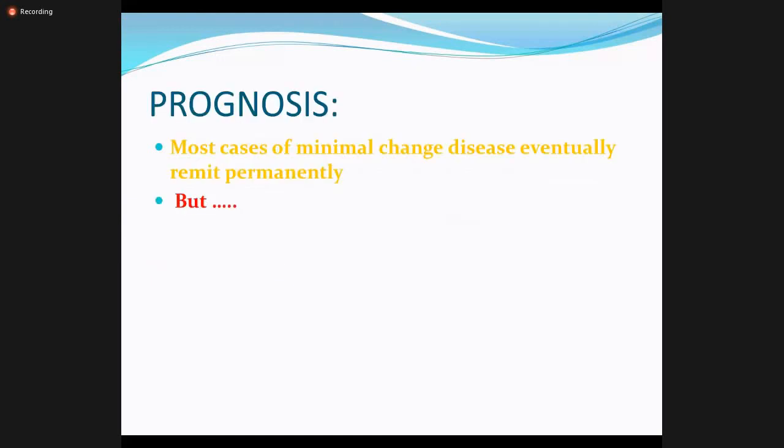The prognosis is very good in case of minimal change disease, and eventually most of the children become permanently normal. But if the age group is more than 6 years, and they have an underlying pathology other than minimal change disease, and the child has atypical symptoms, then the prognosis is not good. The child may go into chronic kidney disease in the future and may need a renal transplant.